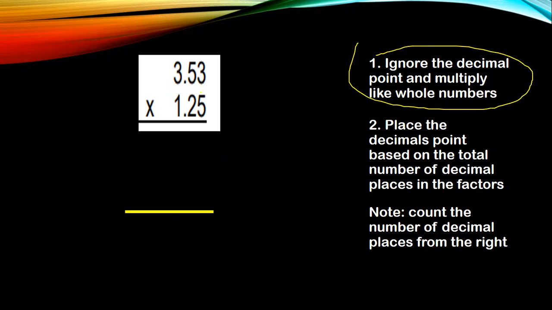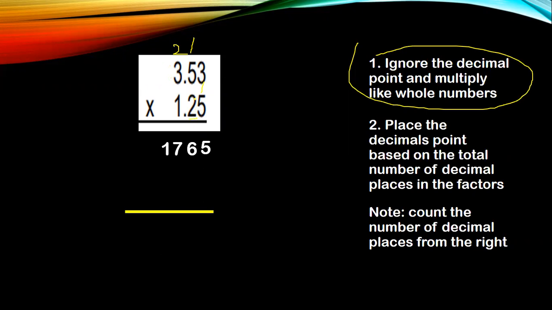So this is 5 times, let's start from the right, 5 times 3, and that is 15. So 5 carry 1. And 5 times 5, that is 25. 25 plus 1, that is 26. Okay, so 6 carry 2, and then 5 times 3, that is 15 plus 2, and that is 17.